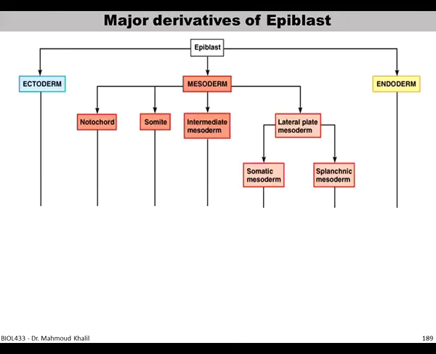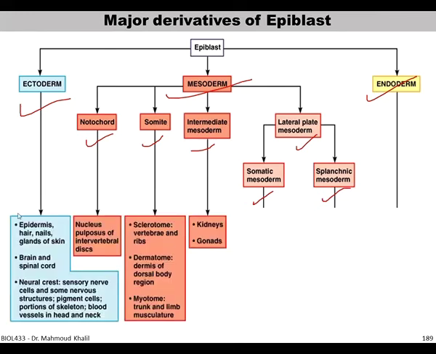Here we can see the major derivatives of the epiblast. The epiblast gives the three major tissues: ectoderm, mesoderm, and endoderm. From the mesoderm, the notochord, somites, intermediate mesoderm, and lateral plate mesoderm arise. From the lateral plate mesoderm, the somatic mesoderm and splanchnic mesoderm arise. From the ectoderm, a lot of structures develop, like epidermis, hair, nails, glands of skin, brain, and spinal cord, and of course the neural crest and sensory organs and all the structures of blood vessels in the head and neck.